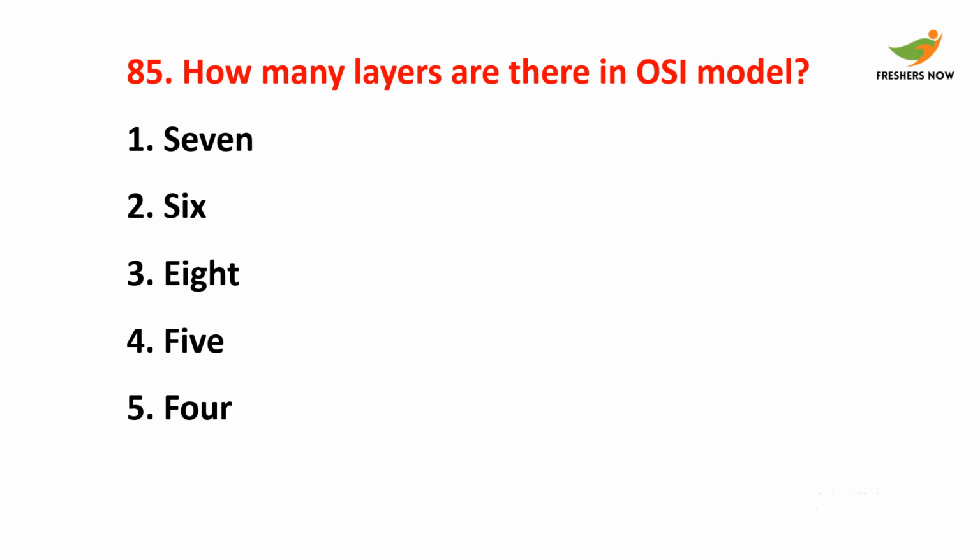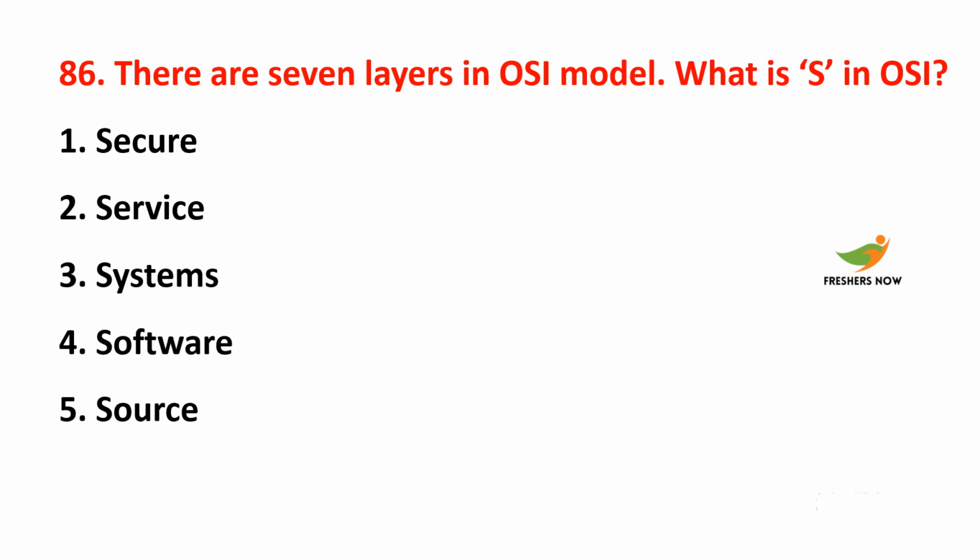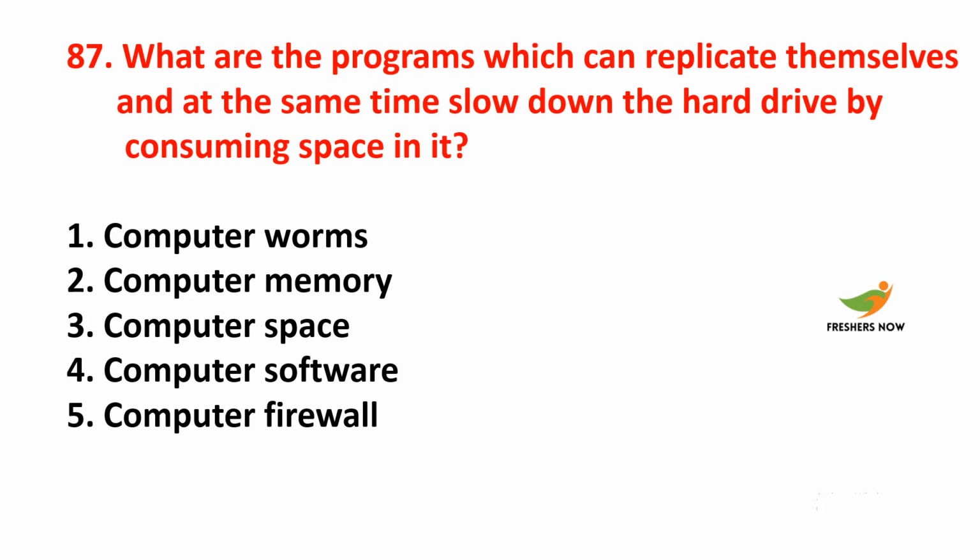85th question. How many layers are there in OSI model? And the answer is option 1, 7. 86th question. There are 7 layers in OSI model. What is S in OSI? And the answer is option 3, systems.